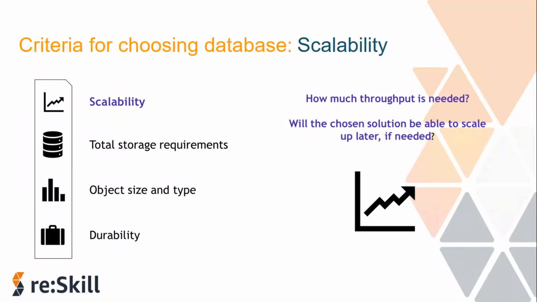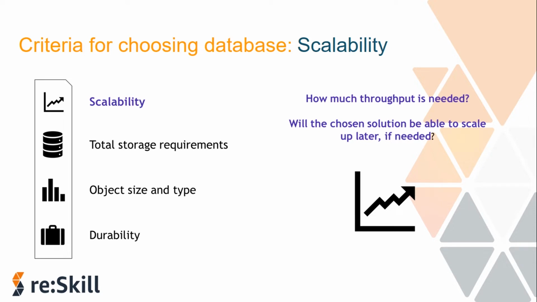So as an architect, we will have to think about a few things before choosing a database. Few factors like scalability, total storage requirements, object size and type, and durability. So we will be asking a few questions to ourselves before we choose a database. First thing will be about scalability. With traditional on-premises databases, scaling up capacity can be a difficult task even for experienced database administrators, because it can take hours, days or even weeks.